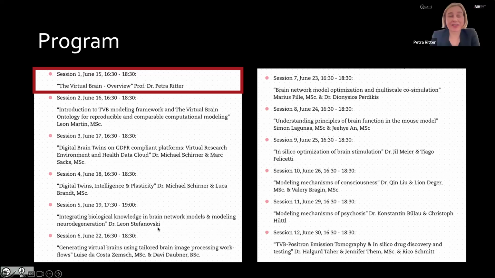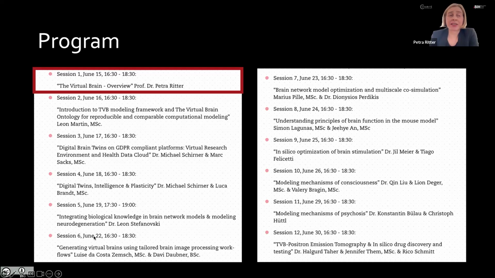So session 5 has the already mentioned presentation by Leon Stefanowski. He introduces a tool that he has developed together with other colleagues, where we, in a more automated way, extract knowledge from the available literature and include this automatically extracted knowledge in our brain network models to make the models more biologically realistic.